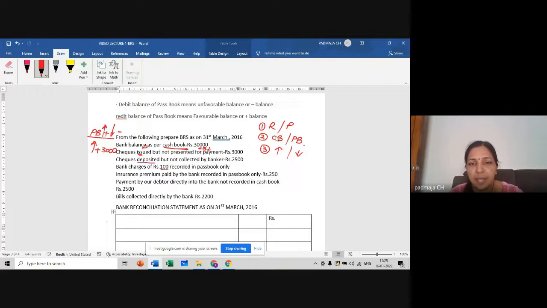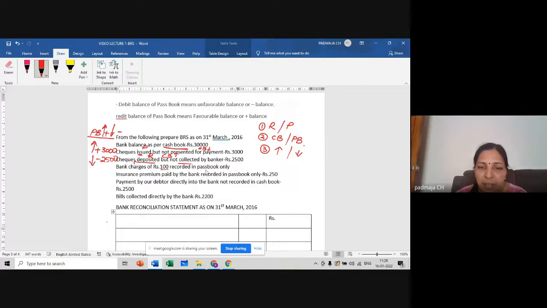Next, checks deposited but not yet collected. Deposited. Is it a receipt or a payment? It is a receipt. Not collected means not recorded in passbook. So where is it recorded then? It is recorded in cash book. So a receipt recorded in cash book will increase the balance in cash book. What about in passbook? It will be less. So deduct 2500. Next, bank charges of 100 recorded in passbook only. Bank charges, is it a receipt or a payment? Payment.